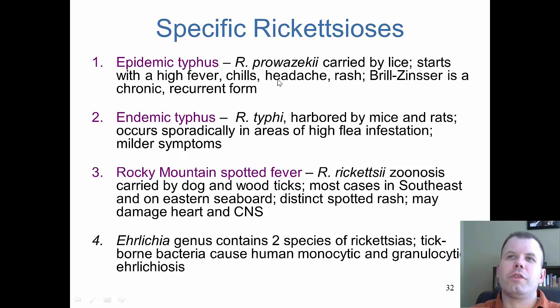Now, there are some specific diseases or Rickettsioses that are out there. So we have the epidemic typhus, which is caused by R. prowazekii, which is carried by lice, and it can cause high fever, chills, and headache. And again, it can be a chronic recurrent form.